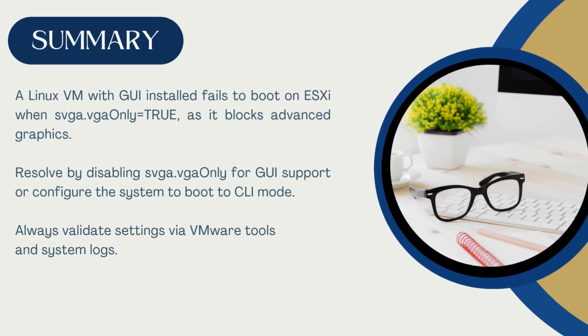In summary, a Linux VM with GUI installed fails to boot on ESXi when svga.vgaOnly equals true, as it blocks advanced graphics. Resolve this issue by disabling svga.vgaOnly for GUI support, or configure the system to boot into CLI mode. A vital verification is to always validate settings via VMware Tools and system logs.